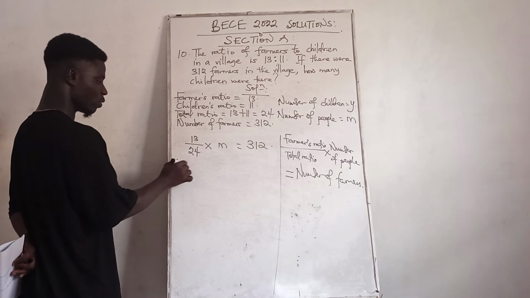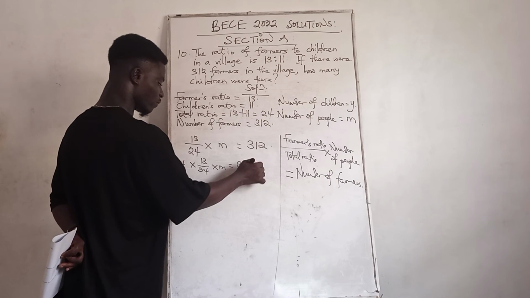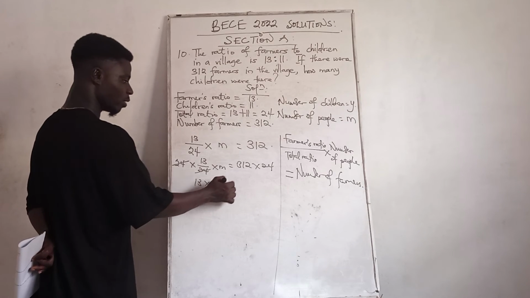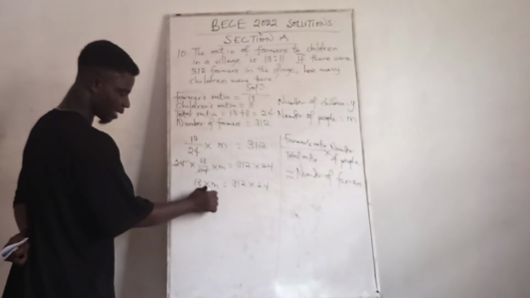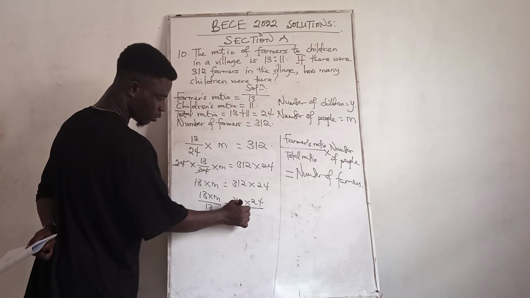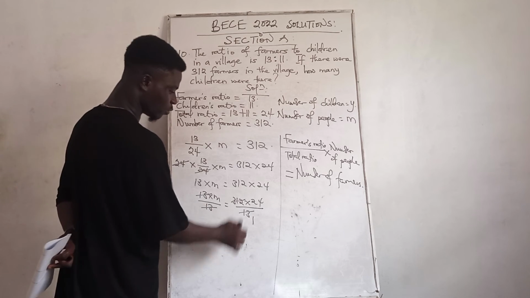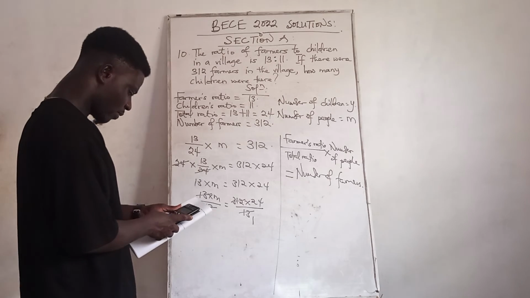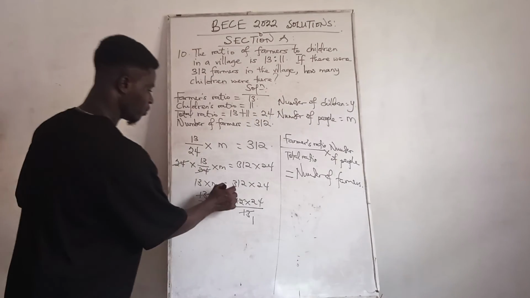So I get my 24 times my 13 on 24, then times my M equals 312 times 24. So this one cancels. So I get my 13 times M equals 312 times my 24. Then I have my 13 times M divided by 13 equals 312 times 24 all over 13. So this one cancels. Then 13 into 312, we said it's 24, right? Okay. So we said it's 24.